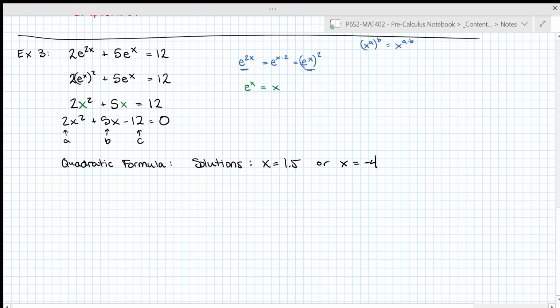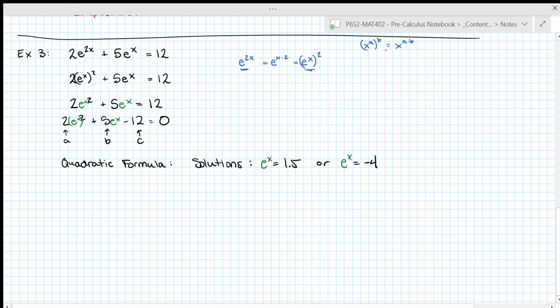But again, those aren't really my solutions here, because I made this little substitution, which is mathematically pretty suspect. So let's go back and change all of this. This is really a quadratic with e to the x as my variable. So I'm not getting x is 1.5 or x is negative 4. I'm getting e to the x is 1.5 or e to the x is negative 4.